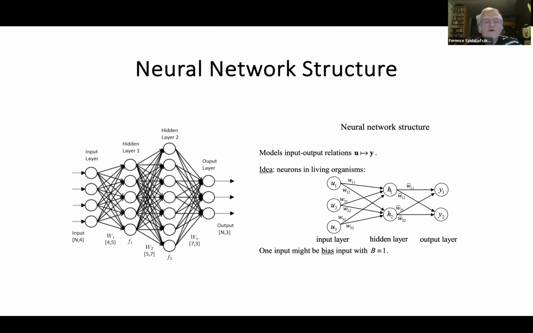Each node in the first hidden layer is connected to all of the input nodes. In the second hidden layer, every node is connected to every node in the first hidden layer. So they are pretty much mixed up together. And in the output layer, every node is also connected to every node in the second hidden layer. So this is a very general neural network structure.